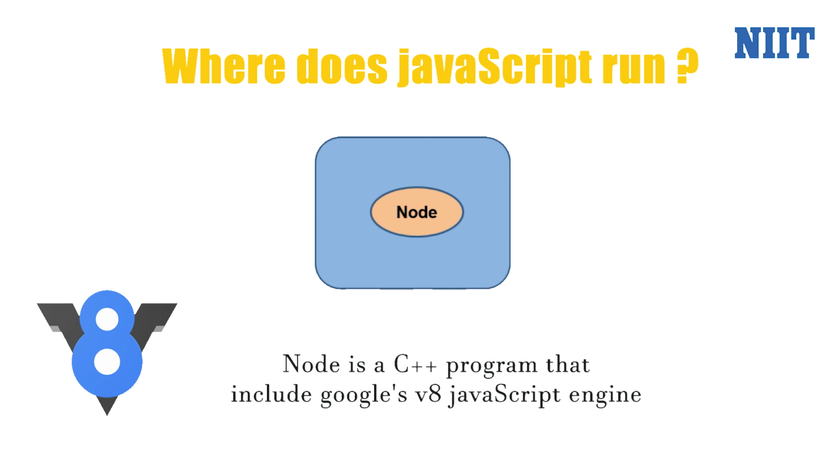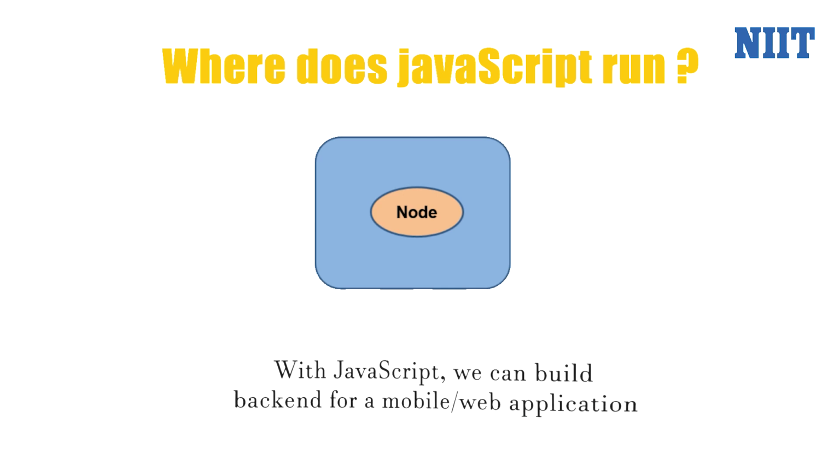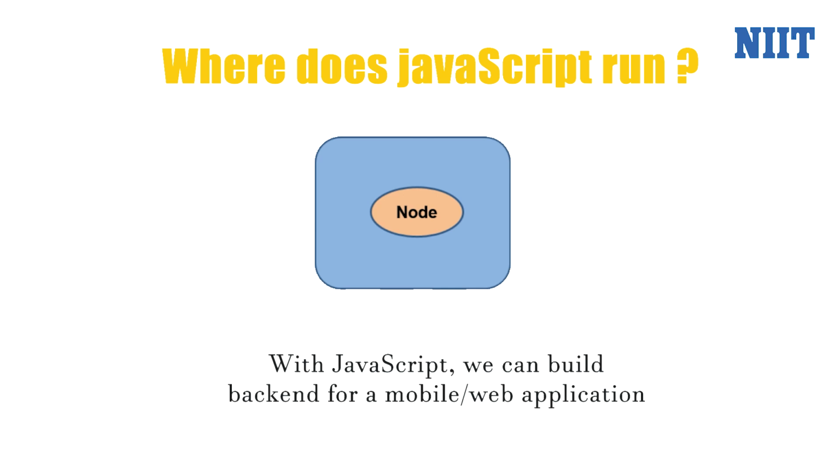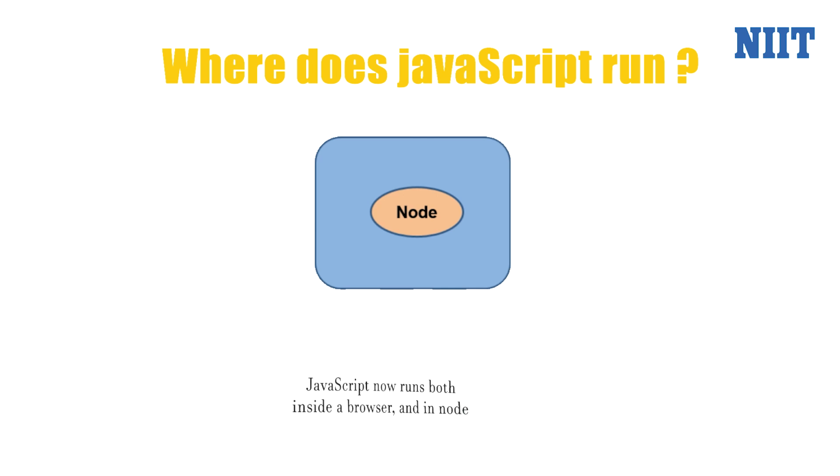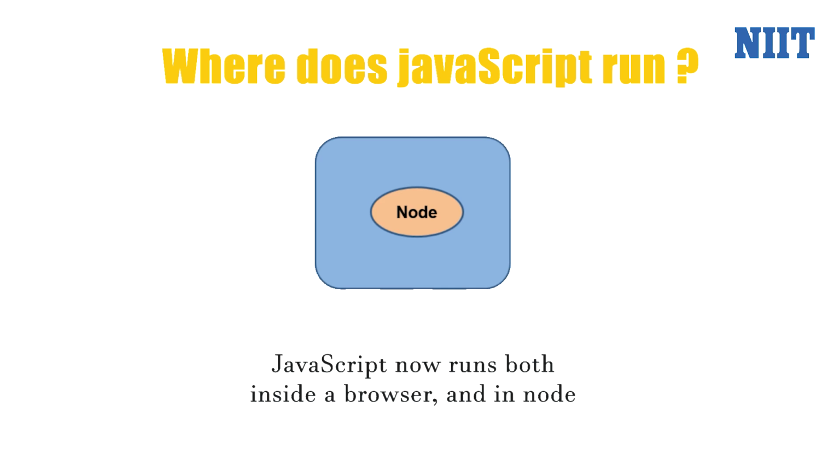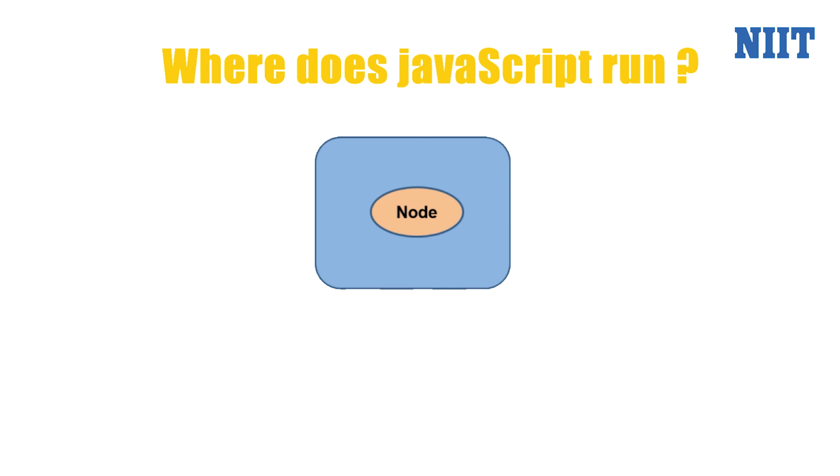Therefore, we can pass JavaScript code to Node for execution, which means with JavaScript you can build the backend for a mobile or a web application. Now we can say JavaScript runs both inside a browser and in Node, as browsers and Node provide a runtime environment for JavaScript code.